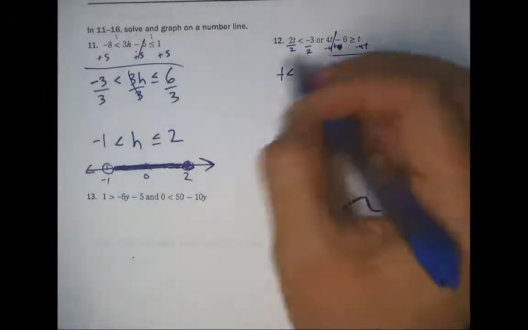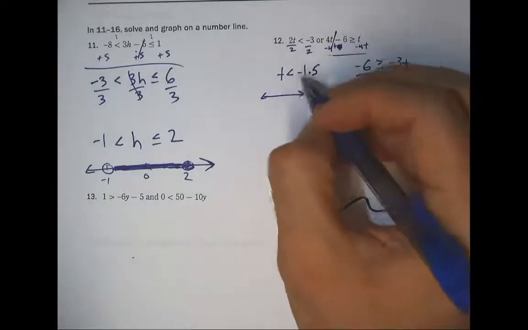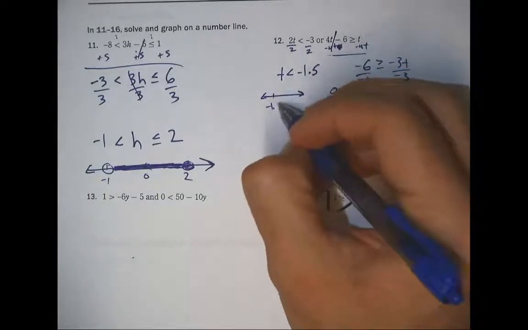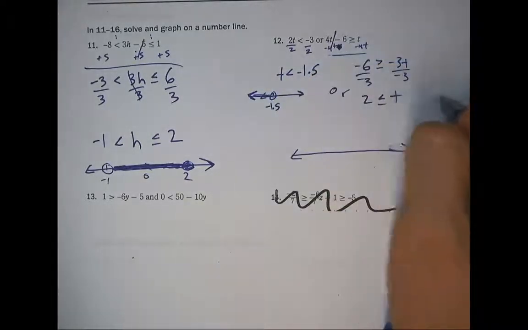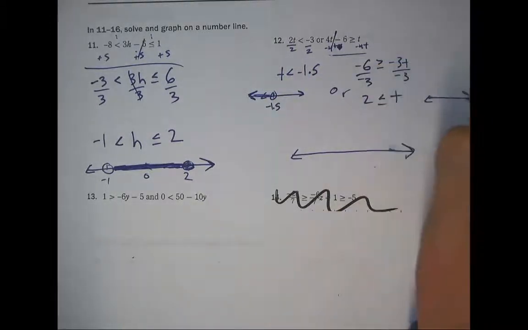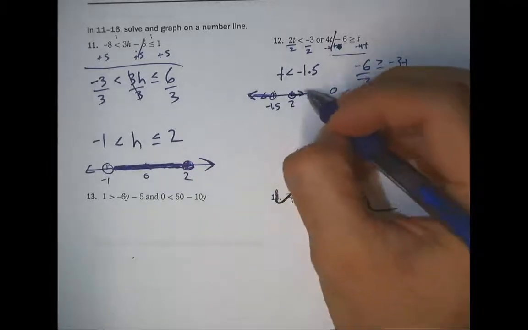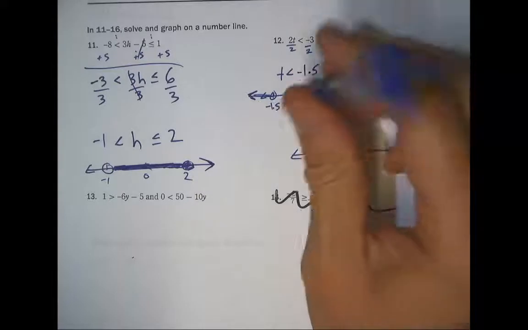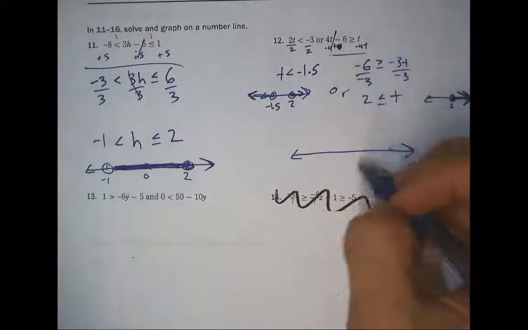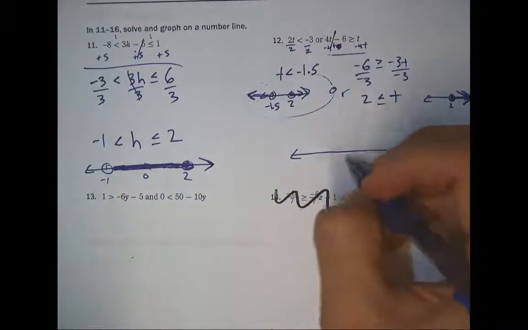So let's think just about this one for a second. Less than negative 1.5, so negative 1.5. Less than goes like this. This one over here, greater than or equal to 2. 2's up here, greater than or equal to is going this way. So these two are never going to cross. Since it's an or statement, though, the answer doesn't have to fall into both of these. It can be either one. So this is actually what our graph is going to look like.